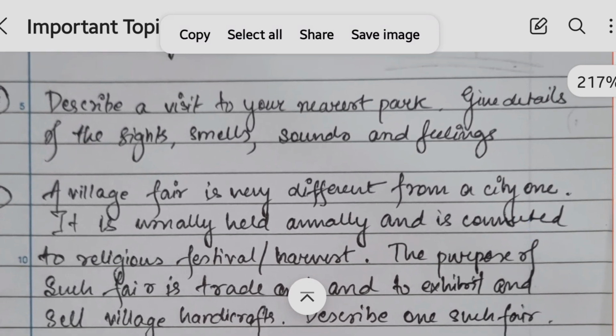The first topic is: describe a visit to your nearest park. Give details of the sights, smells, sounds, and feelings. This is a descriptive essay topic. When it comes to a descriptive essay, it's very important to evoke the five senses and use proper adjectives. When you're writing about a visit to the nearest park, make sure you paint a picture in the mind of the reader, the examiner, so that the examiner feels that he or she is there. That is the essence of the descriptive essay.